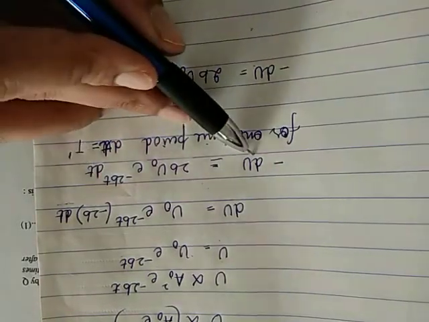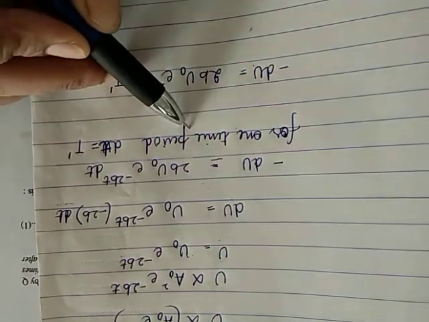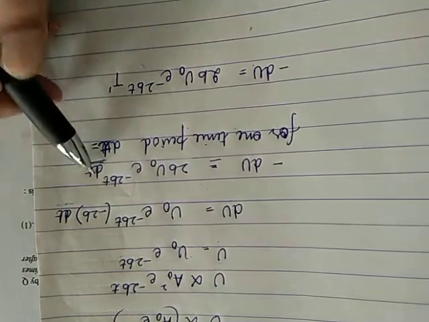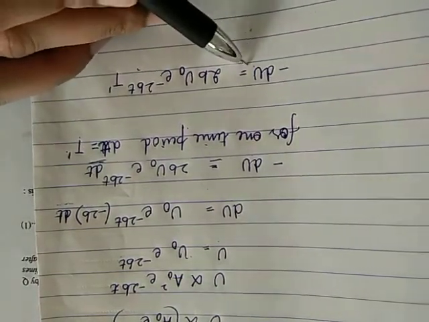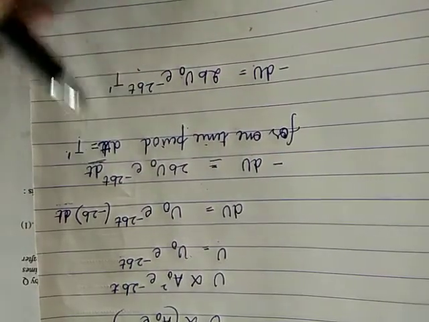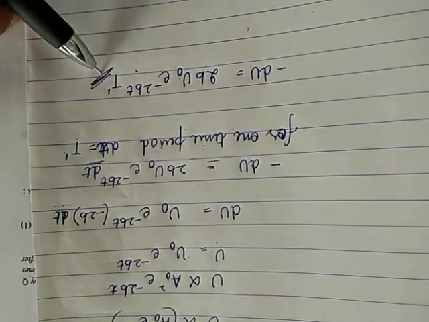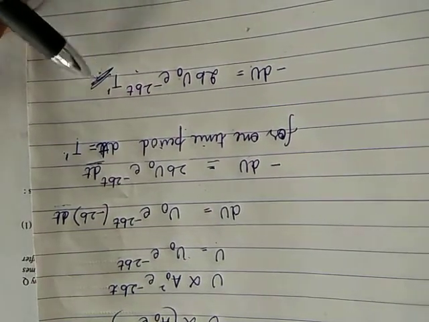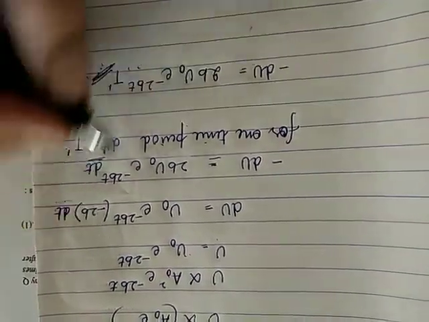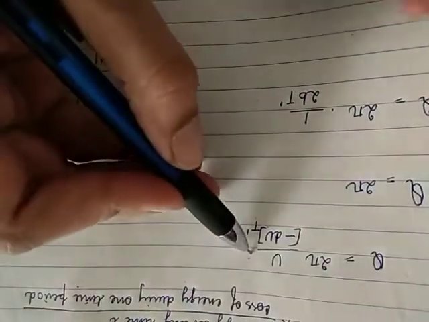I am taking dU for one time period. So for one time period, dt would be equal to T dash. So minus dU is equal to 2b U naught e raised to power minus 2bt into T dash. So this is the value of the loss of energy during one time period. I am writing this value of dU and this value of U here.